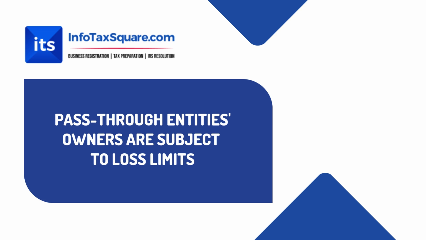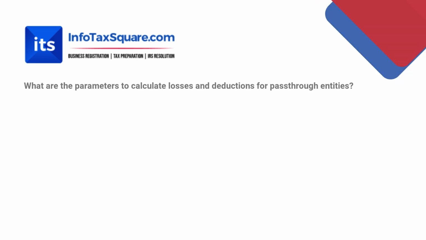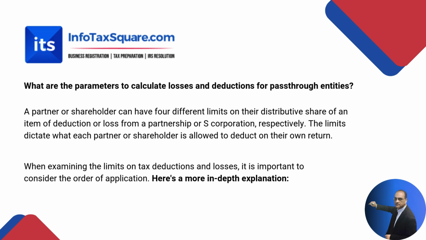I will cover in this program what the loss limitations are for pass-through entities, and I will also discuss how different pass-through items affect the basis and disallow deductions for tax purposes. What are the parameters to calculate losses and deductions for pass-through entities?